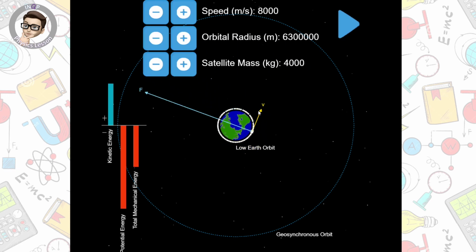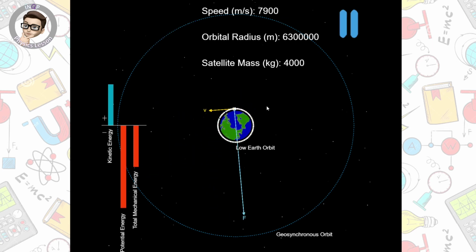One of the points we had to learn today was to know why the velocity was changing even though the speed wasn't. Well, remember that velocity is a vector, which means it has a direction and a size. In this case, the size is remaining constant, so the speed remains around 8,000 meters per second, but as it's rotating, what do we notice? We notice that the direction changes.